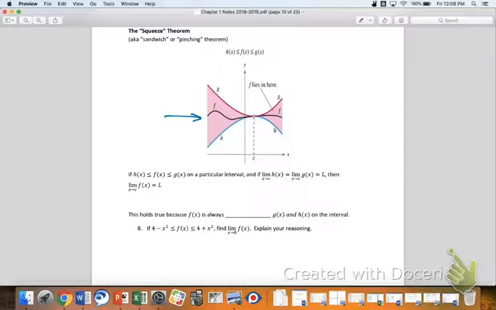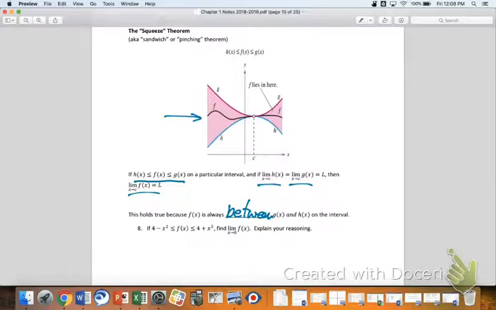Make sense? So here's the formal statement of it. If f is between g and h, vertically speaking, and h and g's behavior is headed toward the same place, then f's behavior is also headed to that same spot. Notice in all those cases the limit was equal to L, and so they're all heading towards this y value of L. This holds true because f of x is always between them on the interval that we are discussing.